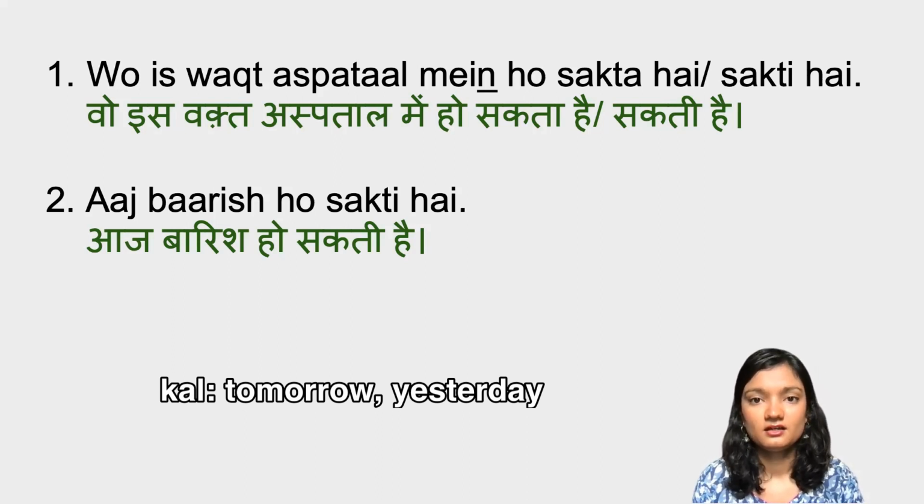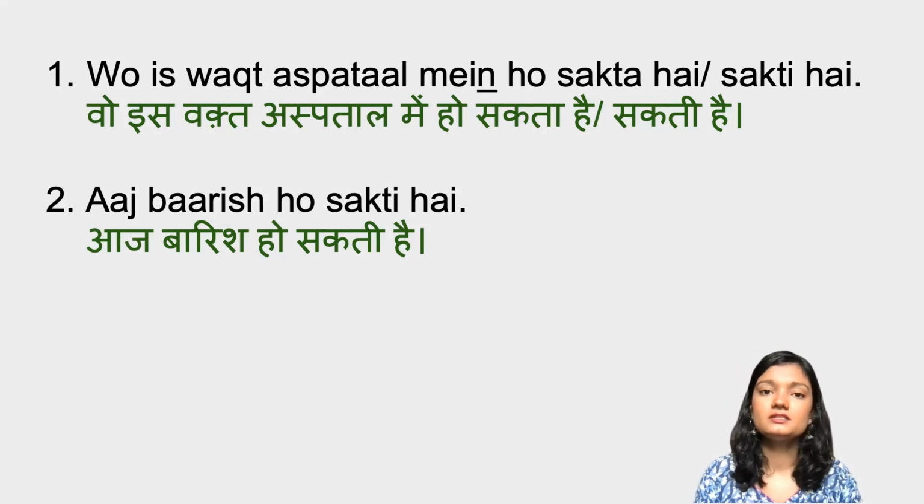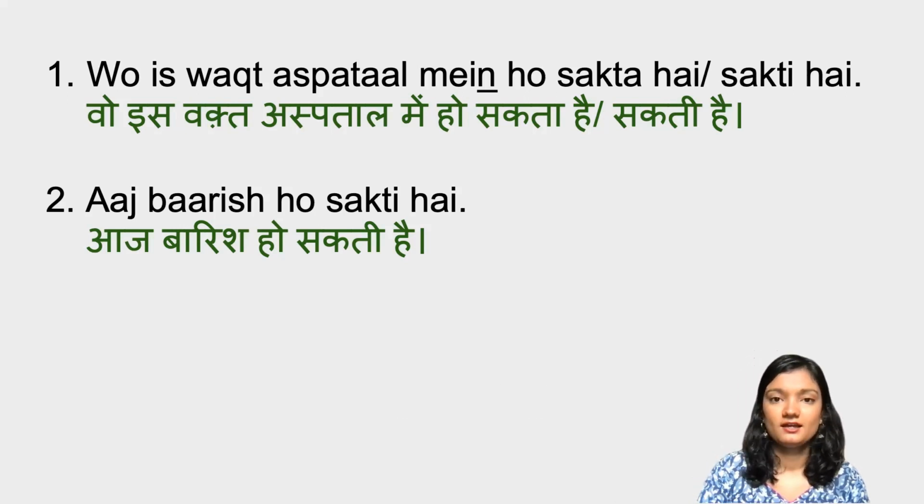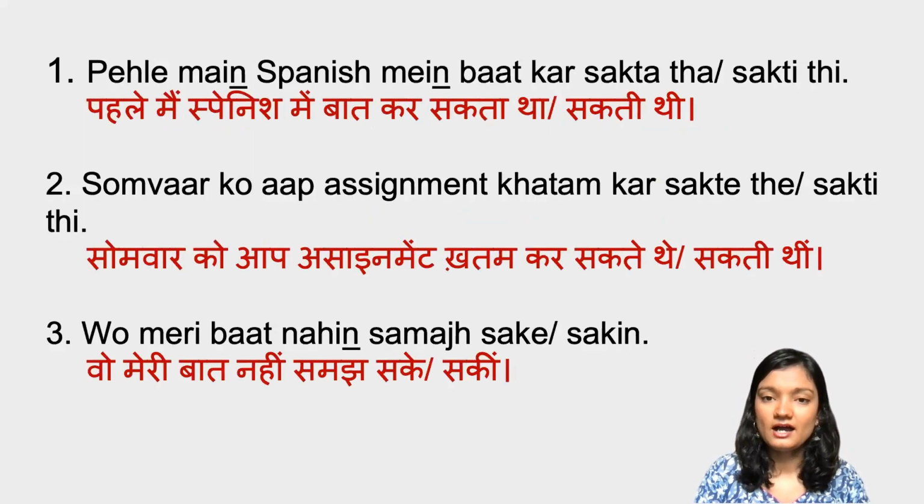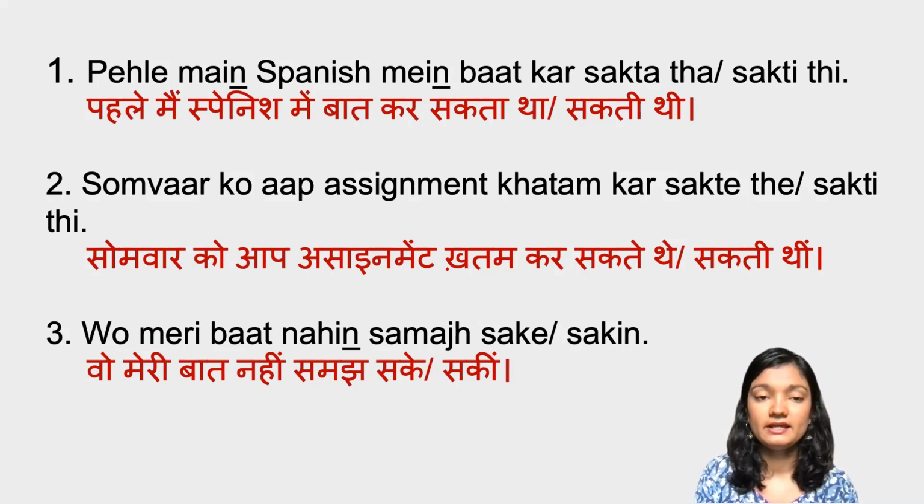कल means tomorrow as well as yesterday. If you say कल बारिश हो सकती है means it can rain tomorrow. कल बारिश हो सकती थी, it could have rained yesterday, but it didn't. Next case is when you express past ability. Now I have three different sentences here and all the three sentences do not express past ability, but they kind of overlap.